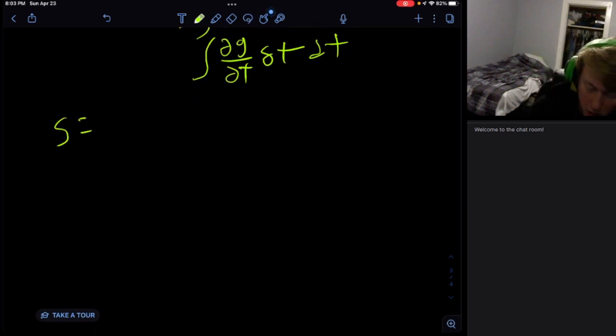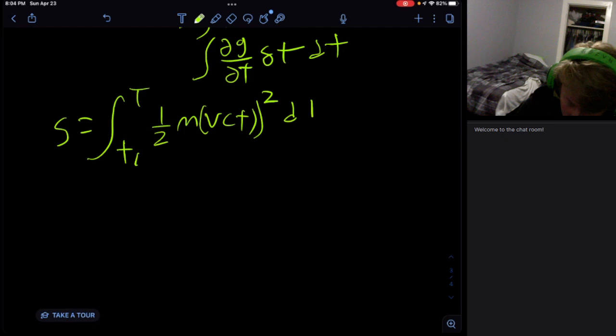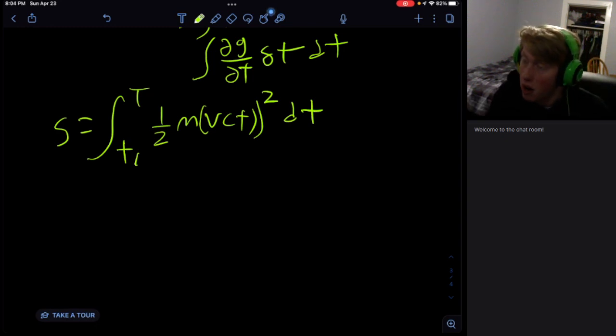So if you recall, we had the integral from t1 to t2 of 1/2 m v, and we'll write v of t here to remind ourselves that we're treating this as a function, not a constant, times dt. So we're going to take the variation, and because we're minimizing, just like we set the derivative equal to 0, we're going to set the variation of s equal to 0. Because once we're at that bottom point, the action should not vary at all for our system. It should just stay constant, so that should be equal to 0.